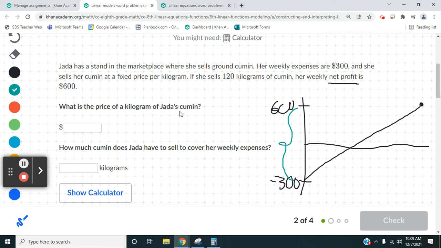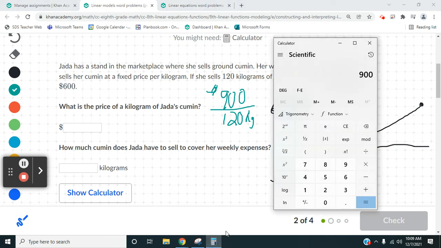She made 900. Now, if she sold $900 worth of goods, she sells 120 kilograms. This tells us how many dollars per kilogram right here. One mistake most people make on this one is they'll take 600 divided by it, but that's not true, right? So anyway, 900 divided by 120.